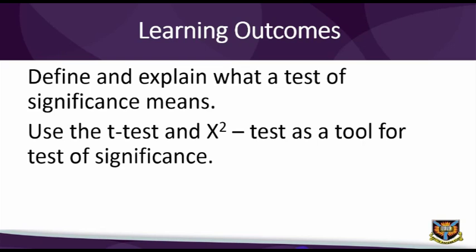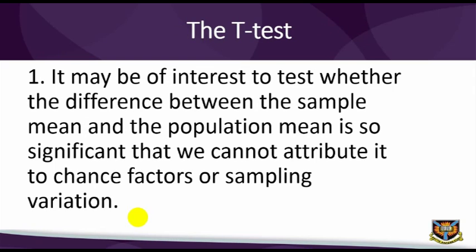Contents. Section 1. The t-test. A. It may be of interest to test whether the difference between the sample mean and the population mean is so significant that we cannot attribute it to chance factors or sampling variation. B. Likewise, we may have two different samples drawn from the same population, and our interest is to test if there is any significant difference between the means of the two samples. When we are confronted with problems like the above, the t-test is to be employed in carrying out the test.